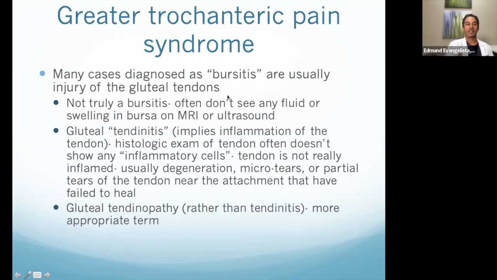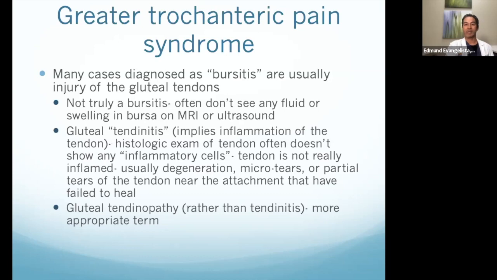Now, many cases of patients that are diagnosed with bursitis are actually not truly bursitis. They're an injury to the gluteal tendon. So a lot of patients go to their primary doctor and they have pain over the lateral hip, they're tender over there, so they are automatically diagnosed with bursitis. But in actuality, when we look at these patients with ultrasound or MRI, a lot of times we don't see any fluid or inflammation of the bursa. So there's really not a true bursitis. Usually it's a problem with the gluteal tendons, where those gluteal tendons attach to the side of the hip.